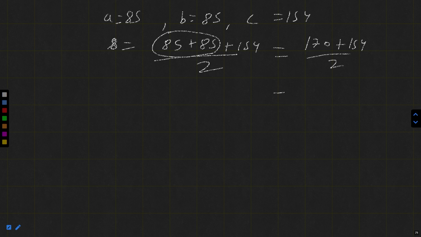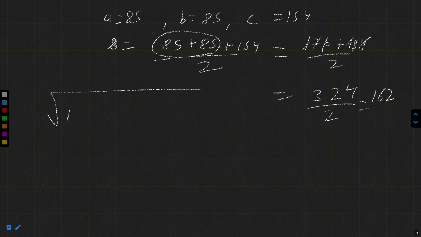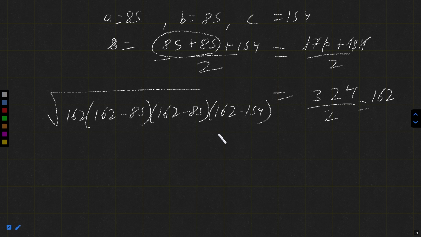Adding 154 plus 85 plus 85, that is 4, 5 and 7 is 12, and 1, and 1, and there's another one, which is 324 by 2, which is equal to 162. I hope this is clear. Now applying in the formula, 162 minus 85, 162 minus 85, and 162 minus 154.